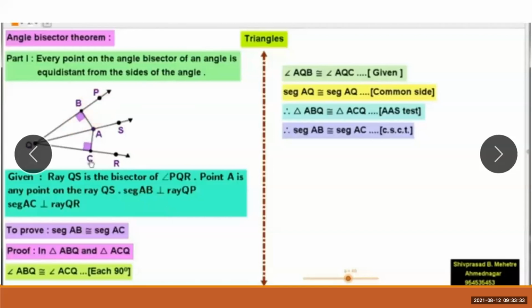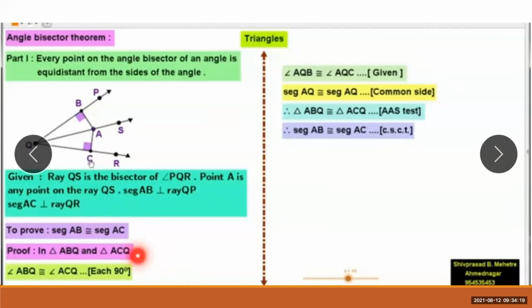And another segment, here you will draw like that, segment AC, that will be perpendicular to another side of an angle, that is side QR. Here you can see AC perpendicular to ray QR. Okay, that is given, and you can write the construction for these two steps. Now, what to prove? That segment AB is congruent to segment AC. Yes?